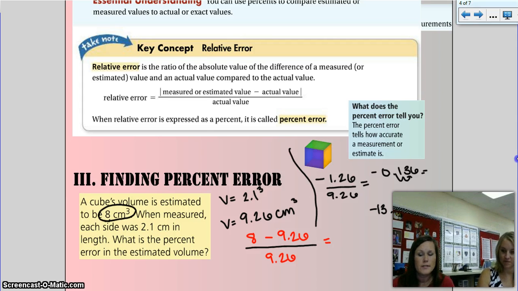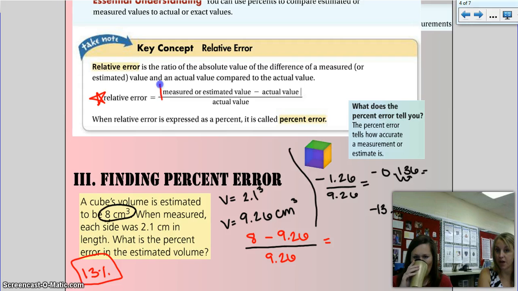So our error was 13% lower. That's what the negative tells me: I was 13% lower than what actually happened with the volume of the cube. Now, if you look at the formula, it has the absolute value here, so your answer is a positive 13%. They don't care if it's in a positive or negative direction. They just want to know how far off we were. So we were 13% off. If you wanted to put the absolute value around this the whole time, you could, but in the end, it needs to be positive.